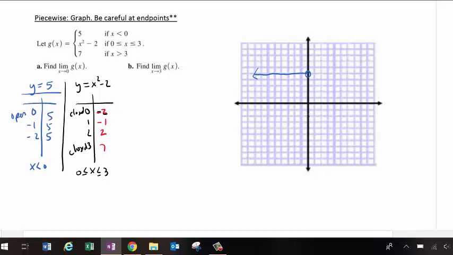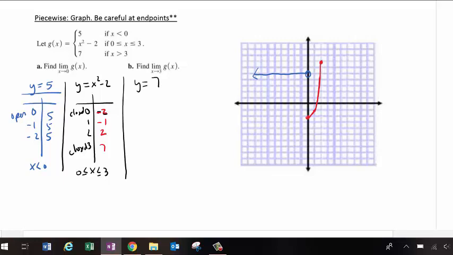I have a closed. 1, -1. 2, 2. And 3, and that's closed. And you should know that this should have a parabola shape. But make sure you're clear that those are closed.